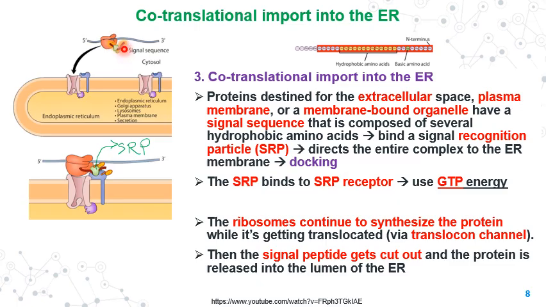So it recognizes it and it will stop the translation, and it's going to bring this whole thing close to this translocation complex. And the way it brings it is by interacting with the receptor for it. So this blue thing here is your receptor. This is your receptor right there. Everybody cool?